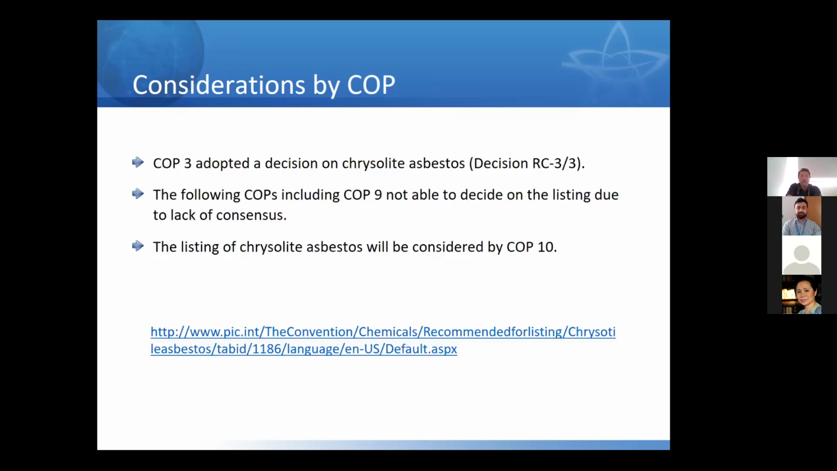At COP level, already at the third COP meeting, there was a decision adopted for Chrysotile asbestos. And it was decided at this level that the requirements set out in Article 5, including the criteria set out in Annex 2 of the Convention, and the requirements set out in Article 7 of the Convention, have basically been met.